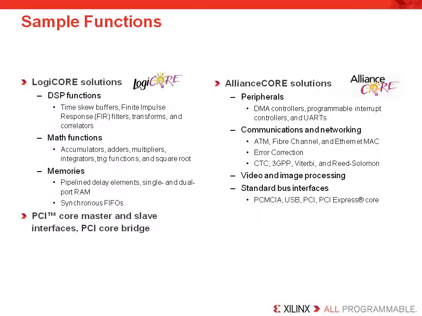This is a short list from a large library of optimized cores included with the CORE Generator. As I mentioned, there are logic core solutions as well as Alliance core solutions. These logic core solutions are typically free and include functions like DSP, arithmetic, memories, and some hard IPs. Alliance core solutions are licensed IPs provided by Xilinx Alliance core partners who provide IPs like peripheral controllers, communication and networking IPs, video and image processing IPs, and some standard bus interfaces like PCI, PCI Express core, etc.